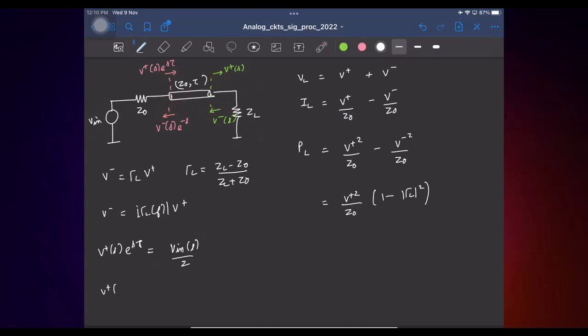So what is V plus of s? Vin of s by 2 e power minus s tau. If I call the RMS of the input some Vin, what is the RMS of the forward wave? This is the Laplace domain, right? I'm saying, let's say the input has an RMS of Vin. What will be the RMS of the forward wave? Come on, people. V plus of t is what? From this, what can you say about V plus of t?